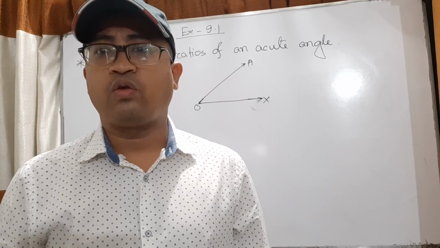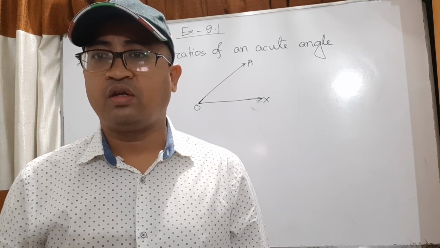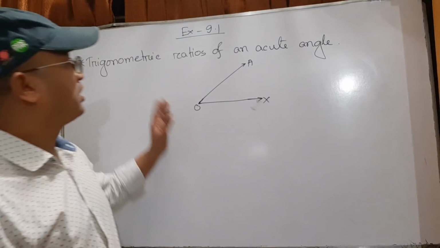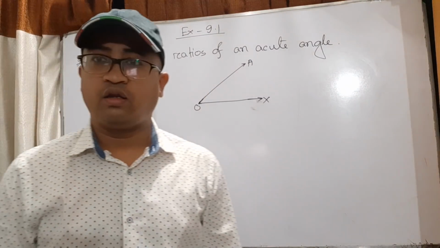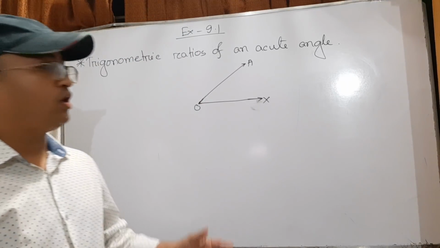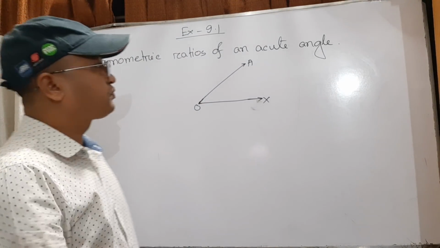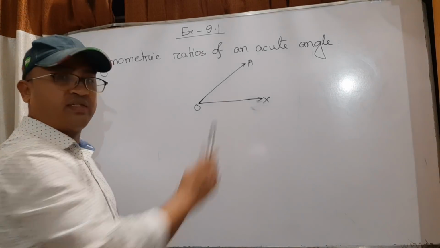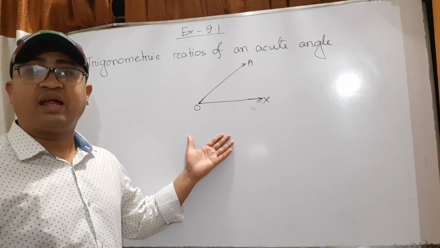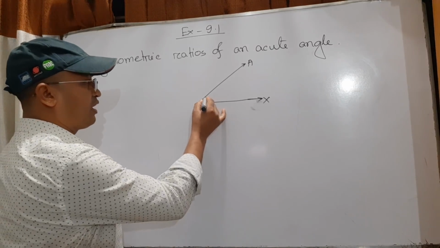Today, I will discuss General Math 9.1, exercise 9.1, trigonometric ratio of an acute angle. Okay, look at the board, everybody. Angle AOX. Here, AOX is an acute angle.